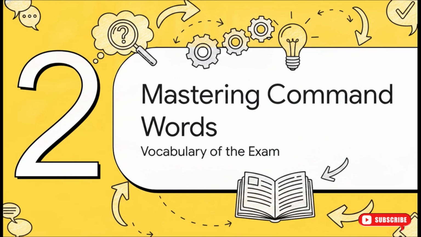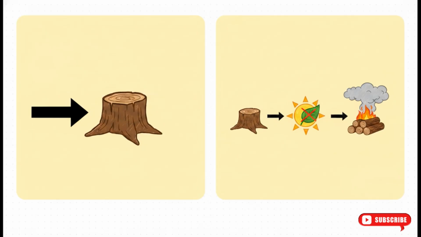Moving right along to Section 2, mastering exam command words. Let's visually contrast 2 very different command words examiners love to use: state and explain. I like to think of state as simply identifying the suspect in a police lineup. If a question asks you to state one cause of deforestation, it's a simple AO1 recall question. You just provide the bare fact. No elaboration needed at all. You literally just point and say, that guy.